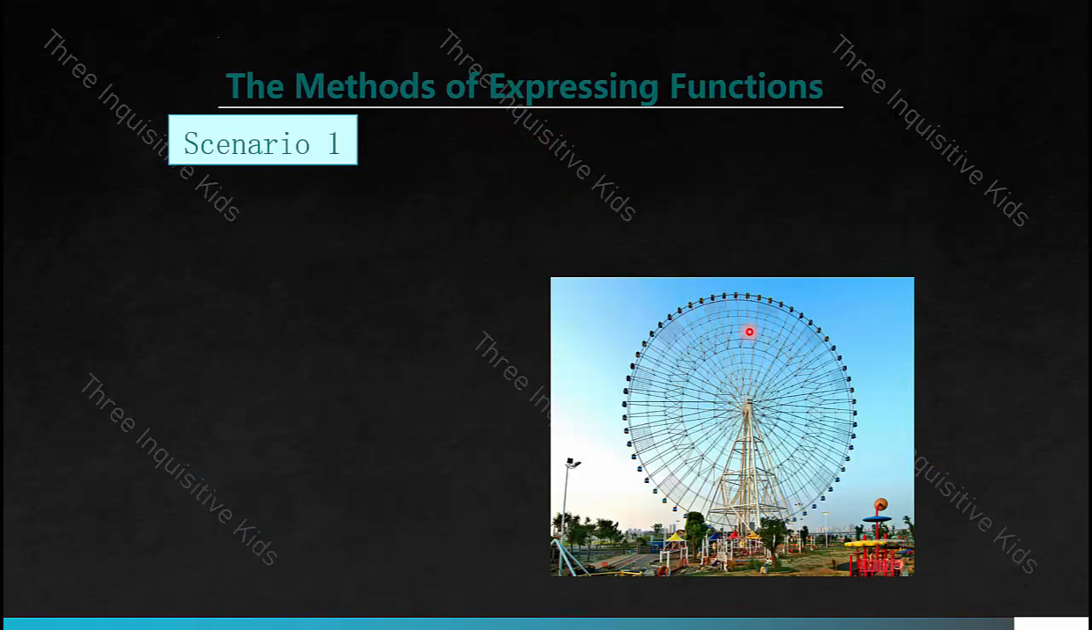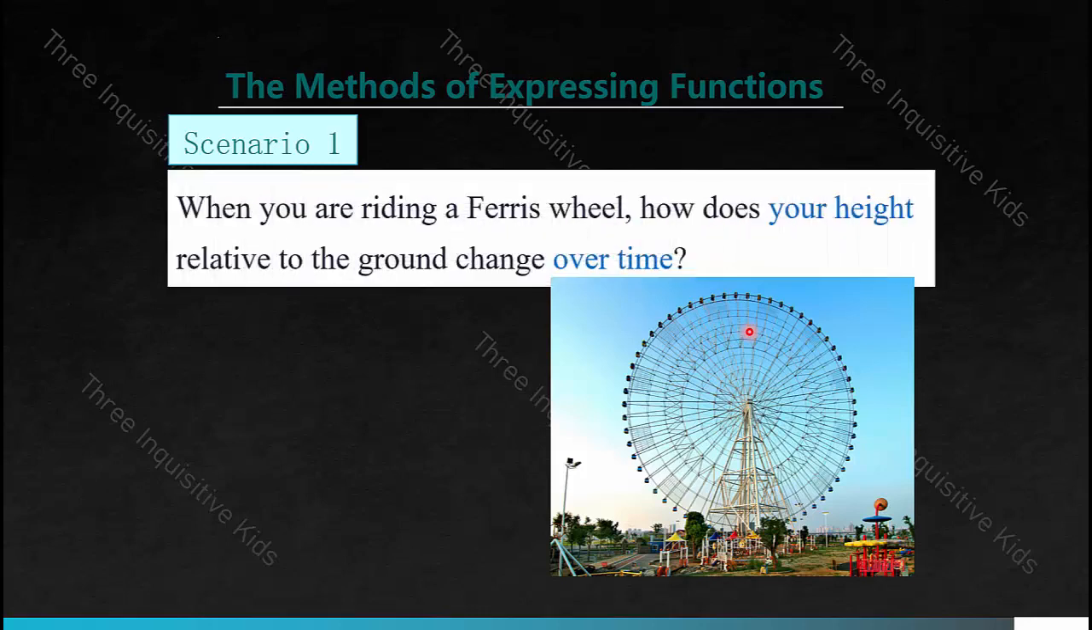Let's look at scenario 1. I'm sure most of us have ridden a Ferris wheel before. If you haven't, it's basically this big wheel that you can see in a lot of amusement parks, and there's little cars with seats in them attached to this wheel. It rotates, and it's very relaxing to slowly cruise up the wheel and then down. So the question is, when you're riding a Ferris wheel, how does your height relative to the ground change over time?